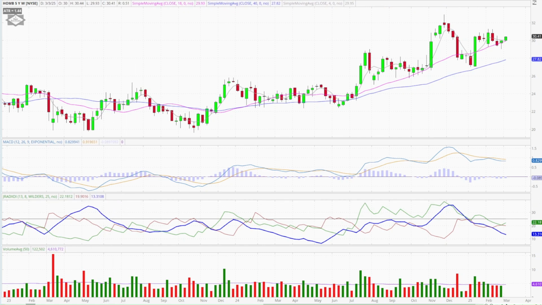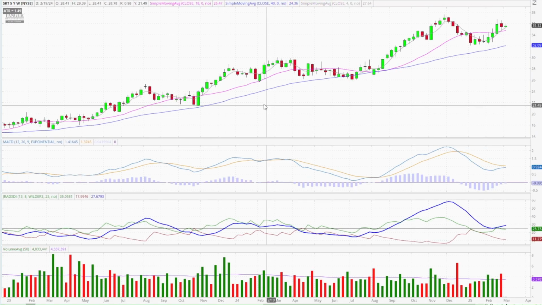Okay. Let's take a look at this SKT. Now, this is a little bit different. This is where it starts to get a little trickier. So price is starting to consolidate here and make a move to the downside. If you notice, we make a peak in green DI, another peak here, another peak here, another peak here. So we're making lower highs.